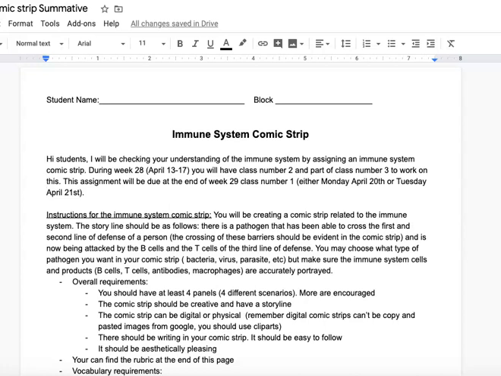Hi everyone, so today I'm going to be giving you instructions for your next assignment. It's going to be a summative assignment, so it'll be an immune system comic strip. Let me first tell you a little bit about the deadline for this assignment and the amount of days that you will have to work on it.